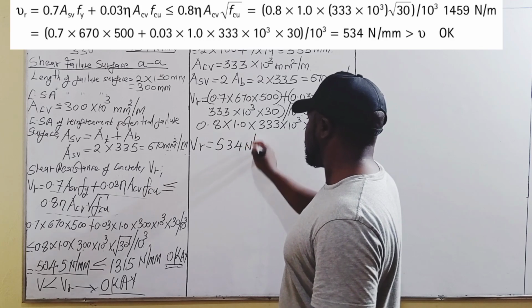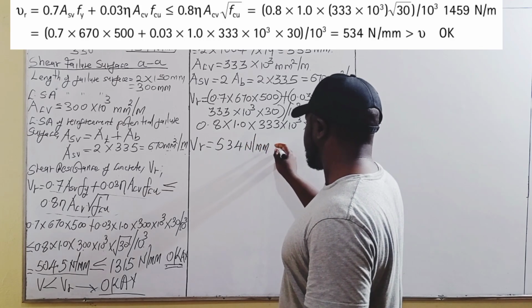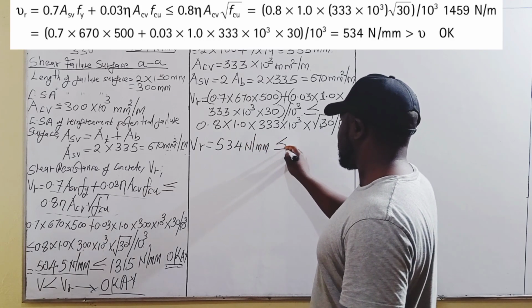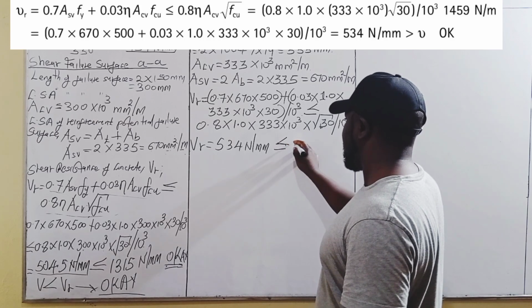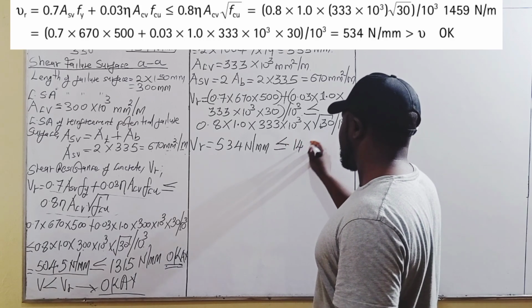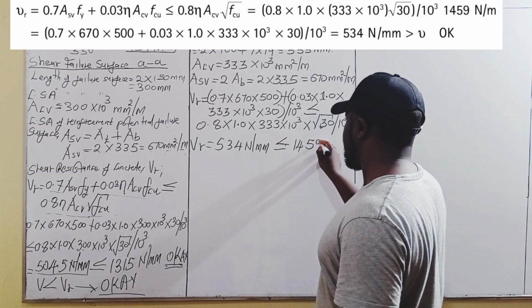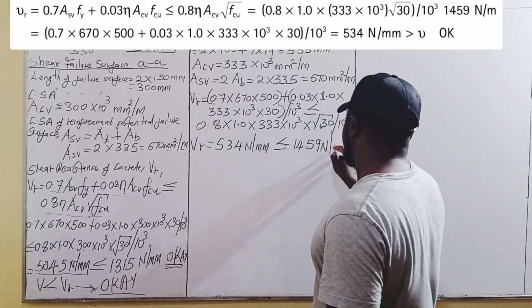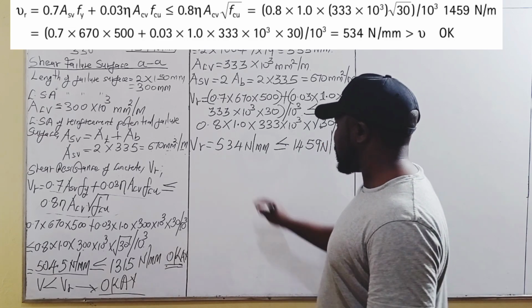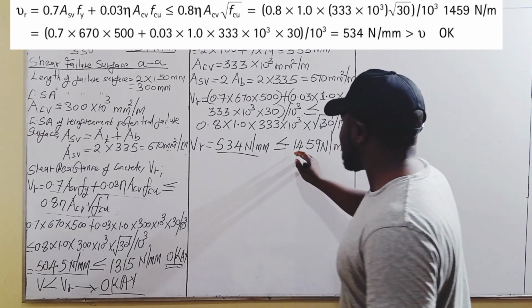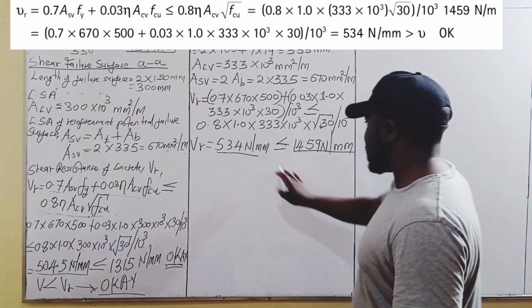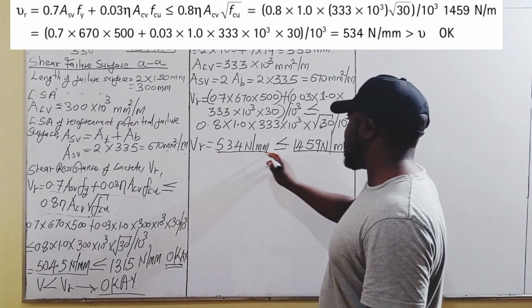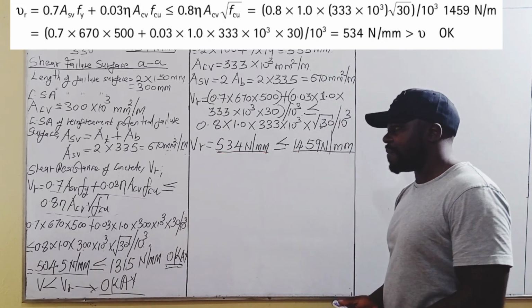534 newtons per millimeter. And the second part is going to give us 1,459 newtons per millimeter. So we find that the first part is less than the second part, meaning that our section is very much okay.